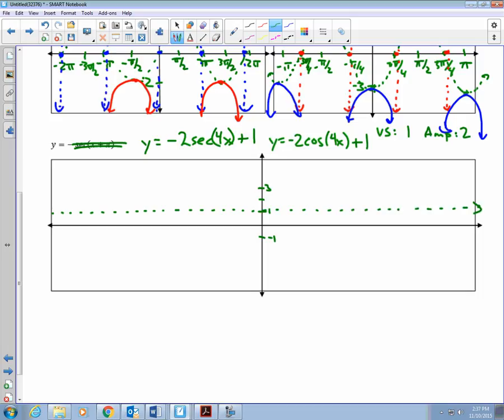I need to draw my horizontal axis. What's the period? I take 2 pi divided by 4, and I get pi over 2. Now I'm going to divide this up. I'm not going to use the entire space. It's a little bit too much. What's half of pi over 2? Pi over 4. What's half of pi over 4? Pi over 8. Now I'll count. 1 pi over 8, 2 pi over 8, 3 pi over 8. Then I'll go back the other direction.